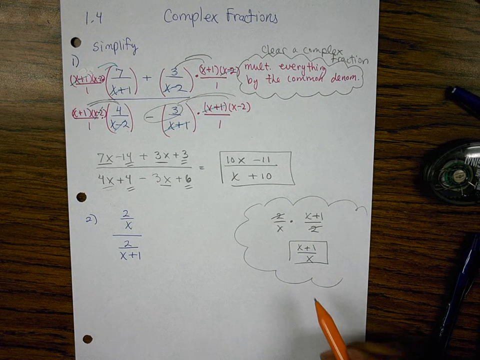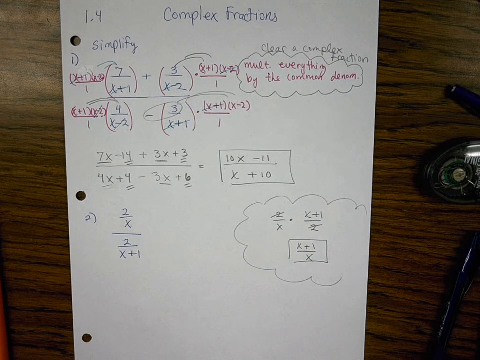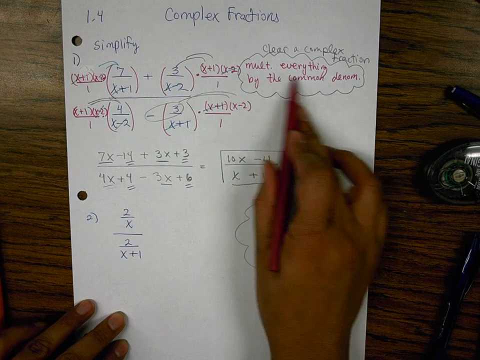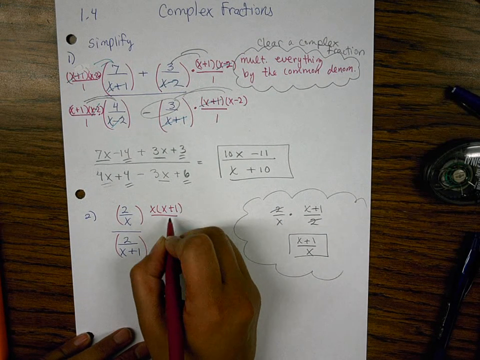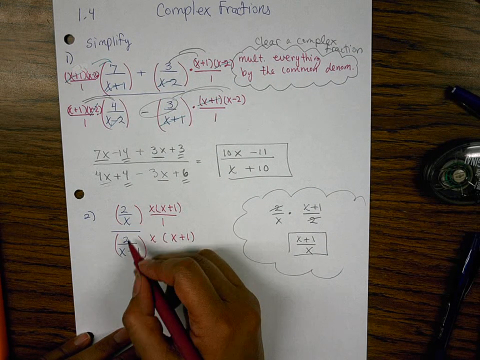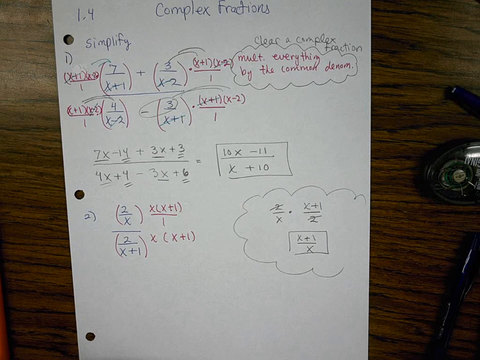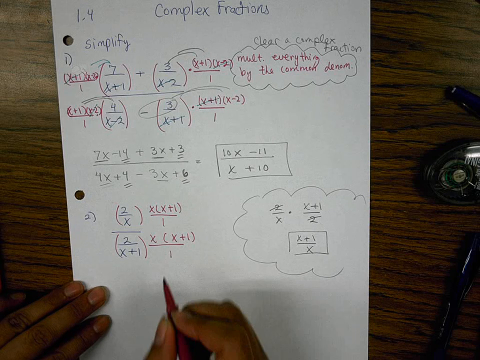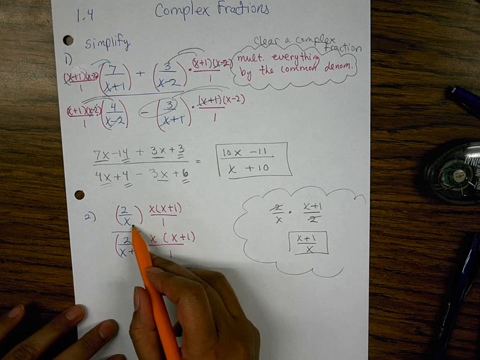Or, if you didn't notice that, can you still do it the same way we did on number 1? Let's check. You clear a complex fraction by multiplying everything by a common denominator, and the common denominator is x, parentheses x plus 1. These are not common. x is by itself, x plus 1 is by itself. They are separate, so this is your common denominator.